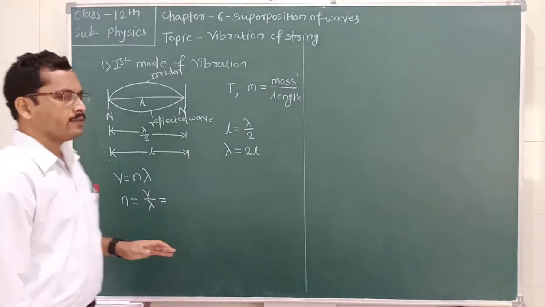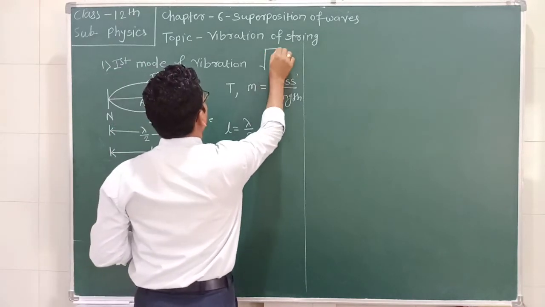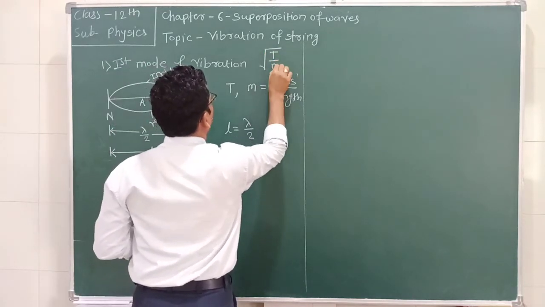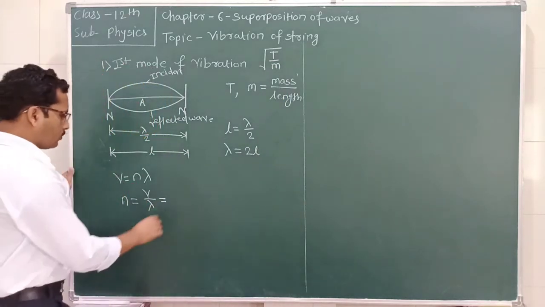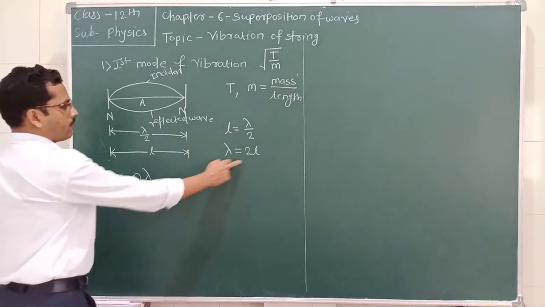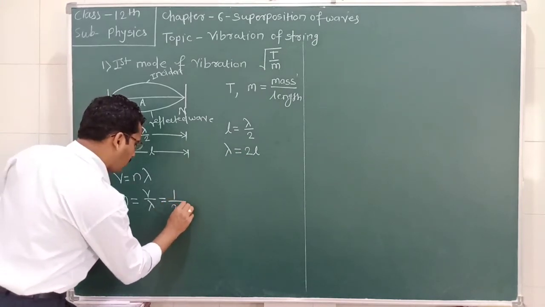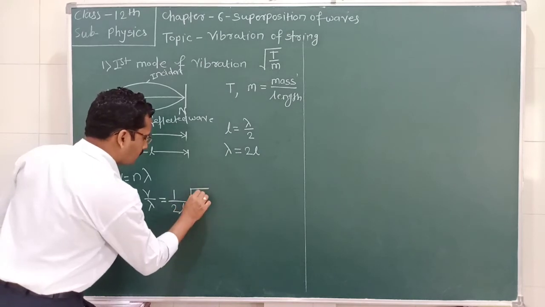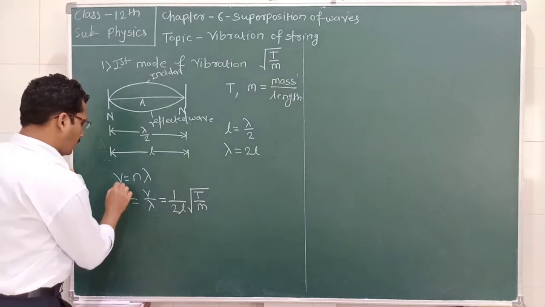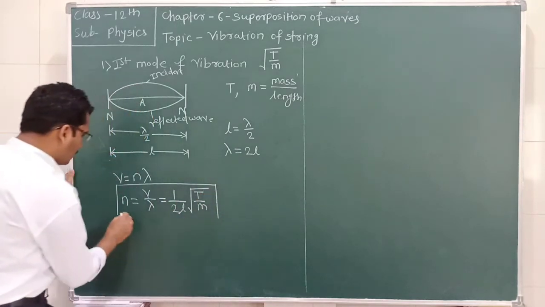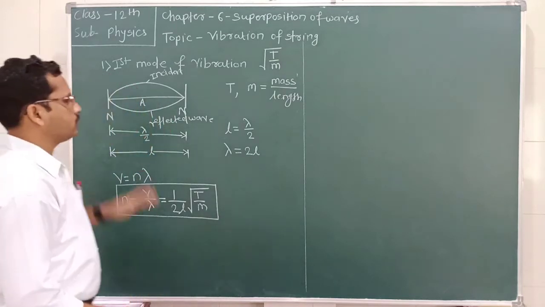But what is V? It is equal to the square root of T by m if it is a transverse wave. And what is lambda? Lambda is equal to twice L. So we can write N is equal to 1 upon twice L, times the square root of T by m. So this is the frequency of the first mode of vibration of a string.